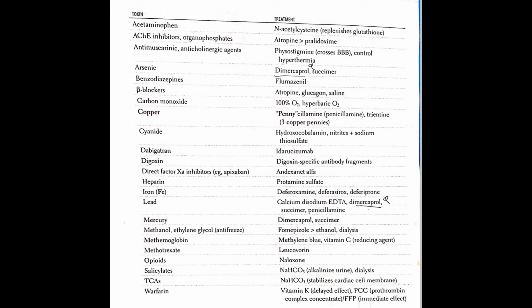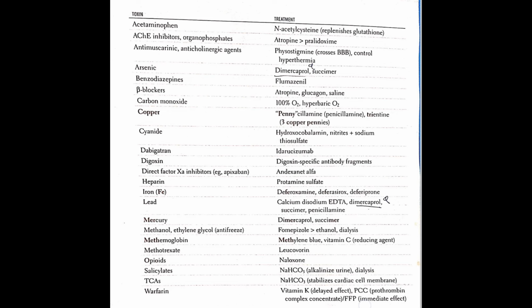Then antimuscarinic or anticholinergic agents. Here we will be using physostigmine. It crosses the blood-brain barrier and controls the hyperthermia. Physo means freely. Physostigmine will cross the blood-brain barrier freely, but neostigmine will not cross the blood-brain barrier. Then arsenic: dimercaprol and succimer. Benzodiazepines: flumazenil. Beta blockers: atropine, glucagon, and saline. For the beta blockers, we will be using atropine, glucagon, and saline.